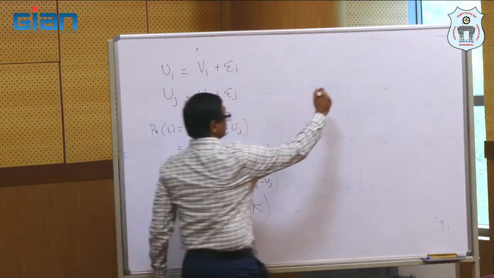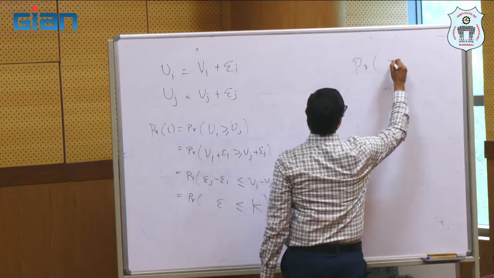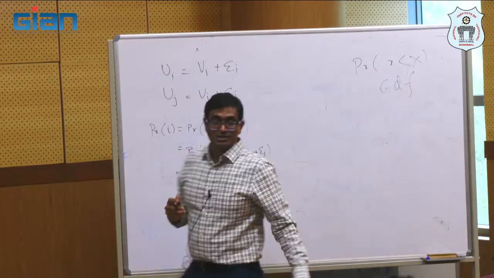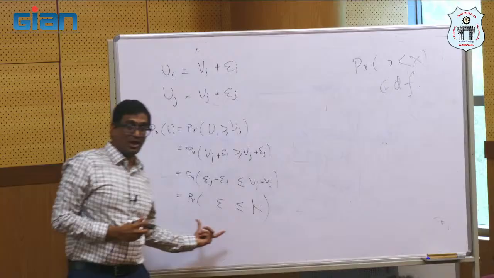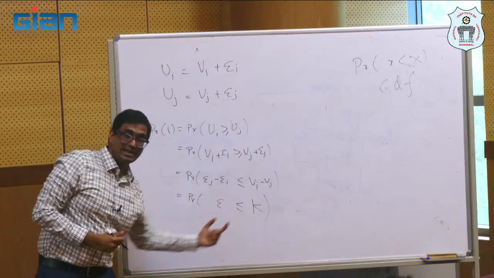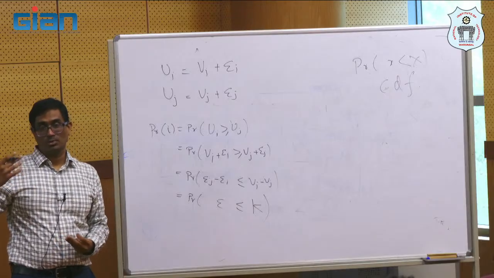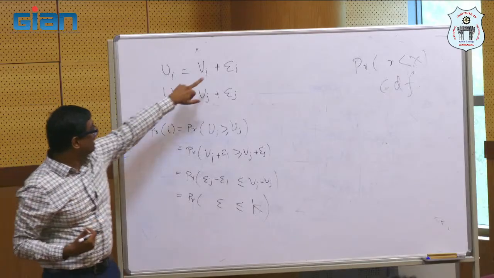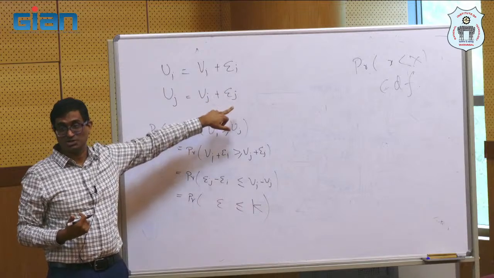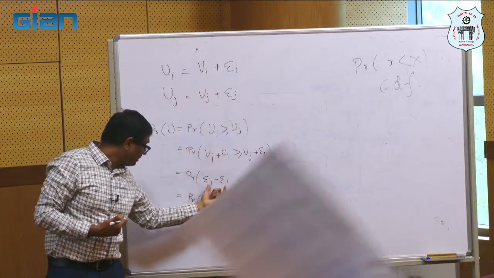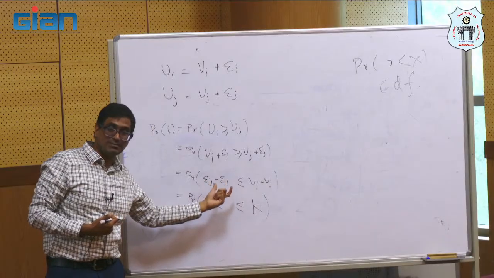If you remember your CDF functions, the probability of x less than x gives you a CDF function. So this is exactly the CDF function for k, evaluated at k. This is how a binary choice model comes into existence, but for that we need to define these epsilon i's and epsilon j's, because the CDF function is dependent on what epsilon I and epsilon j are.